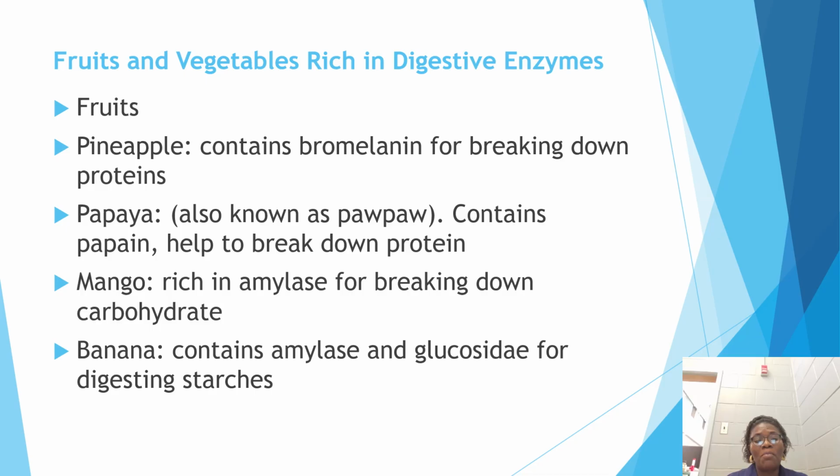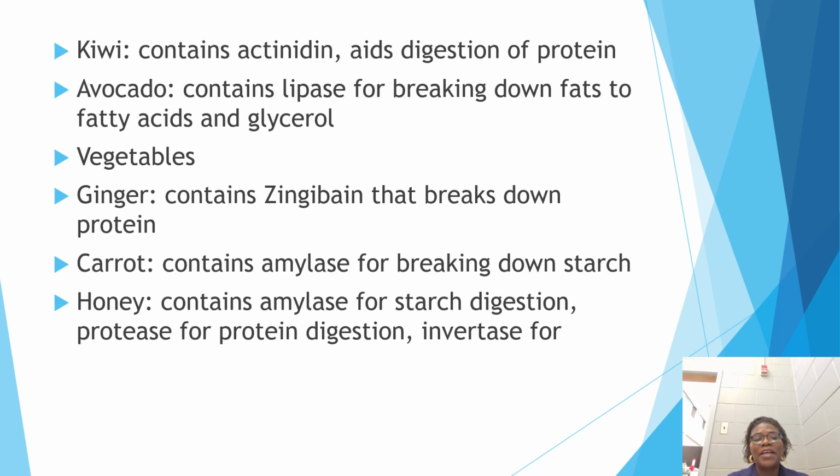We have mango. Mango is rich in amylase, which also helps in the breaking down of carbohydrates. Banana contains amylase and glucosidase, which are important in the breaking down or digestion of starchy foods. Then kiwi. Kiwi contains actinidin, which aids in the digestion of protein. Avocado contains lipase, which is used in the breaking down of fats to fatty acids and glycerol.